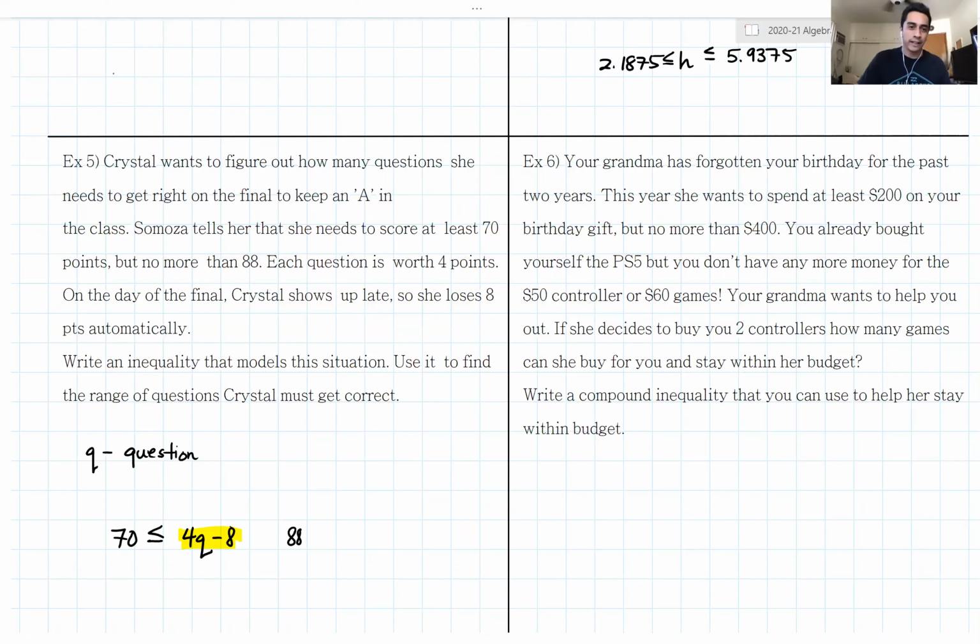Can she score 88 exactly? Yeah, right. As long as no more than 88. Okay, so you can set it equal to 88. So then the amount of points is less than or equal to 88, but it has to be greater than or equal to 70. So we're bounded between 70 and 88, right? So we're restricted between that.